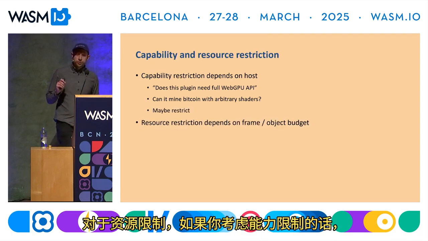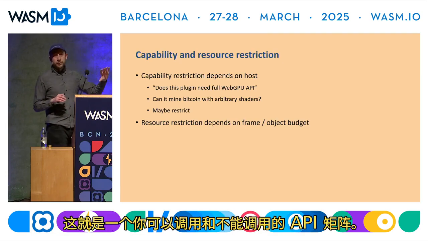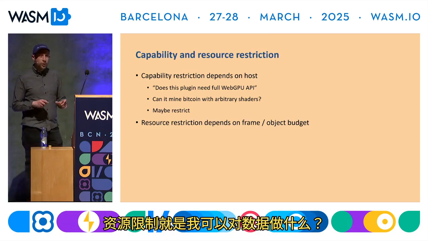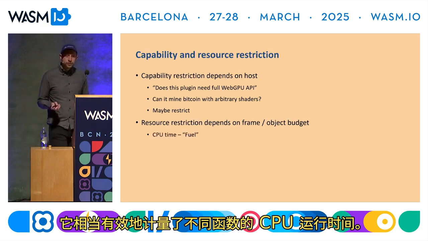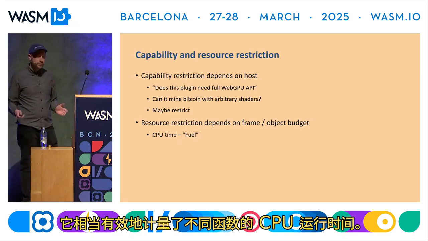For resource restriction, if you think about capability restriction, this is like a matrix of which of the APIs you can call and you can't call. Resource restriction would be what can I do with the data? For CPU time and Wasm time, we have something called Fuel. It does a decent job of effectively metering the CPU runtime of different functions.